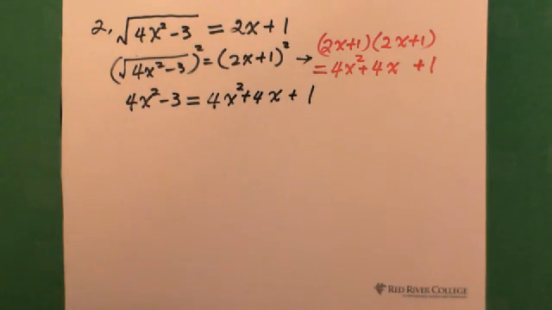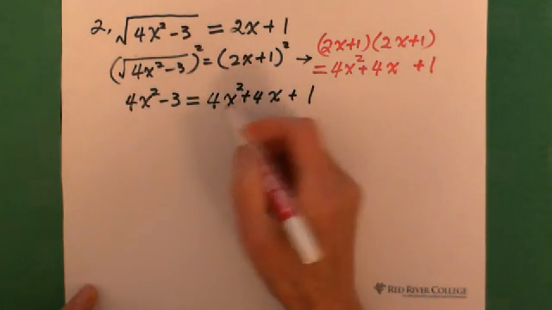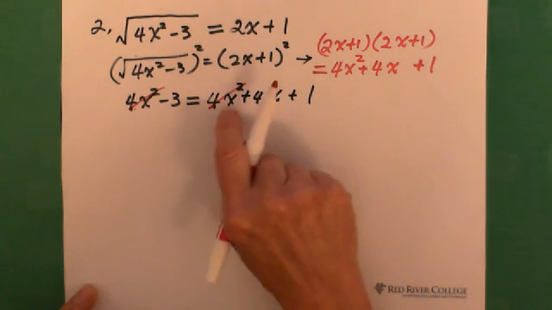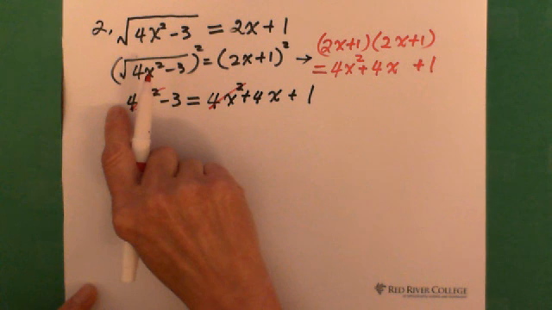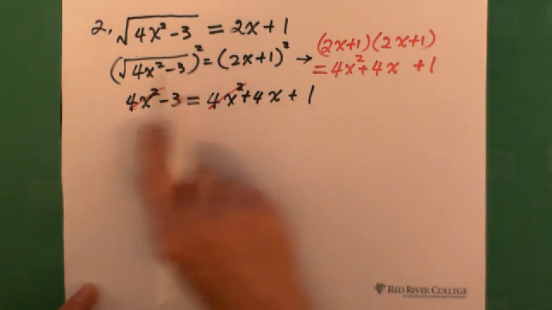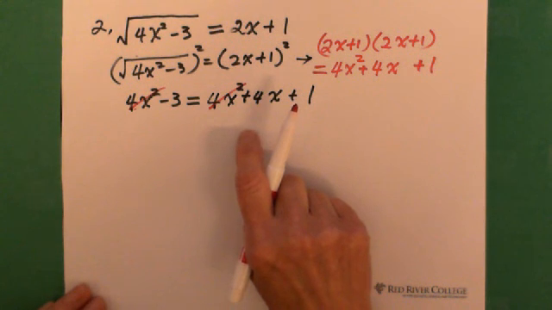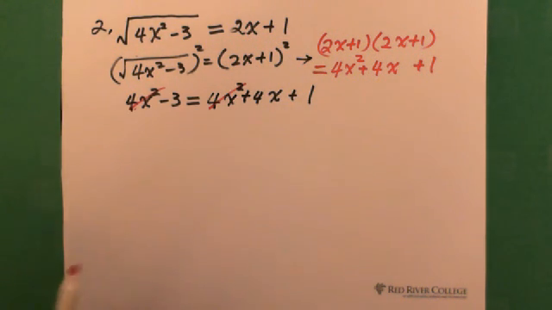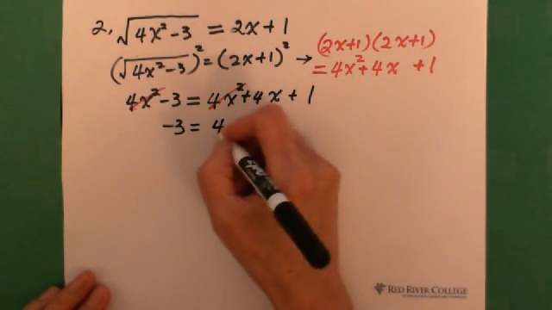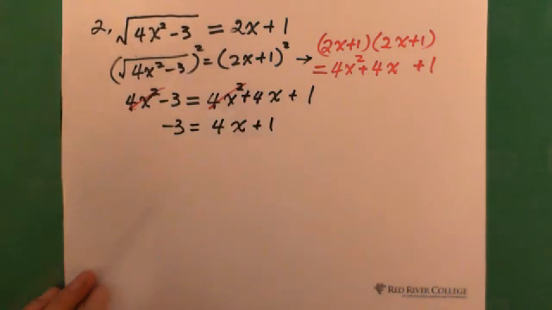You can see both sides have 4x squared, so we can cancel them out, because if you move one to the other side, they cancel, right? So now we have negative 3 equals 4x plus 1.